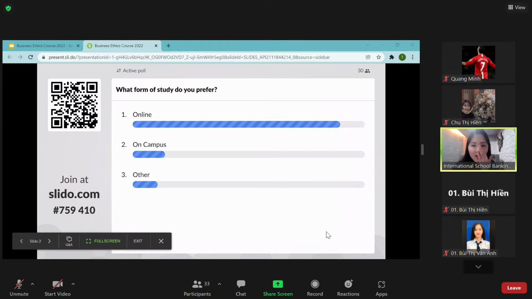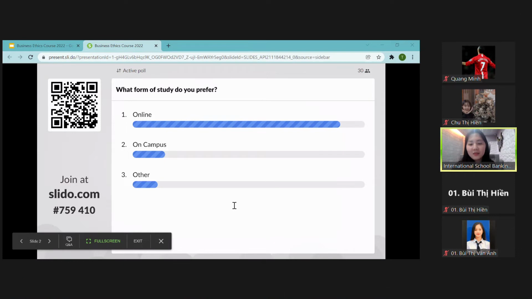Okay. Phương Nhi says you don't have to wear makeup and go out. So before you go to class, usually you, as a girl and a woman, we have to spend a lot of time to prepare ourselves. Now we don't have to do it anymore. What else?